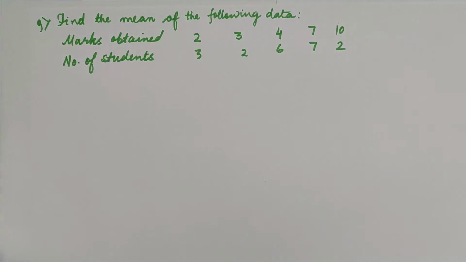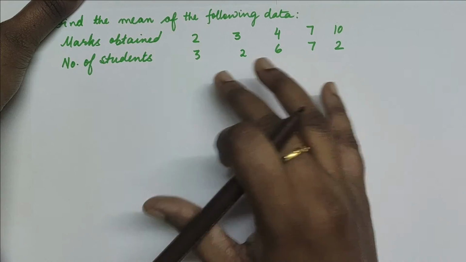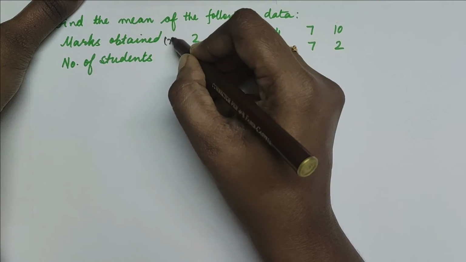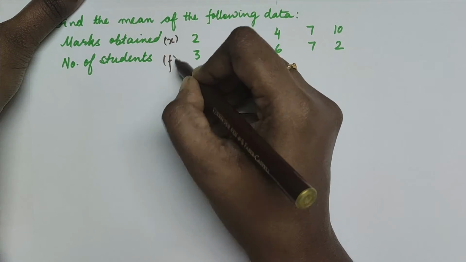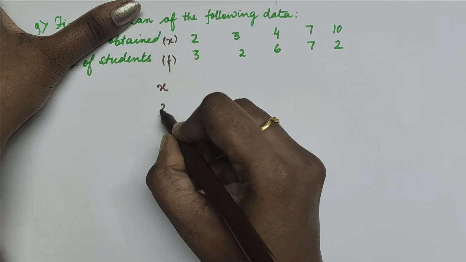Now moving to the calculation of the grouped data. Now here the data is grouped. We are having the marks obtained and the number of students. So this is actually the value of x and this is the frequency. Okay, so I'm writing it in a tabular form.